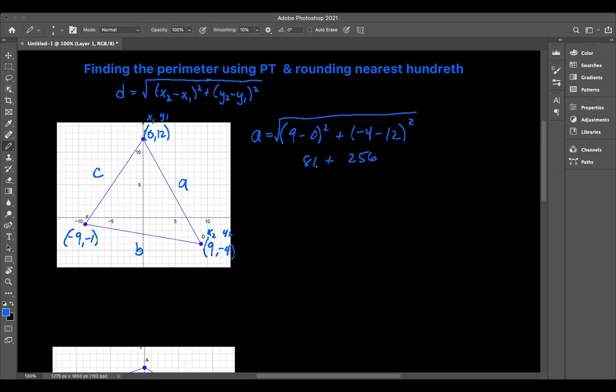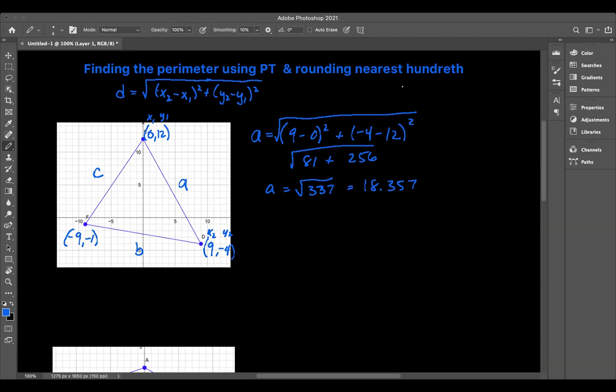256 plus 81 is... hold on a second. Sorry about that, guys. I had it, but I don't know where all of that work went. Okay, 337. So this would be the square root of 337. Instead of estimating, the easiest way to do this is probably just to take the square root of the number itself, so use your calculator. Square root that, and you should get 18.357, and then some change after that.